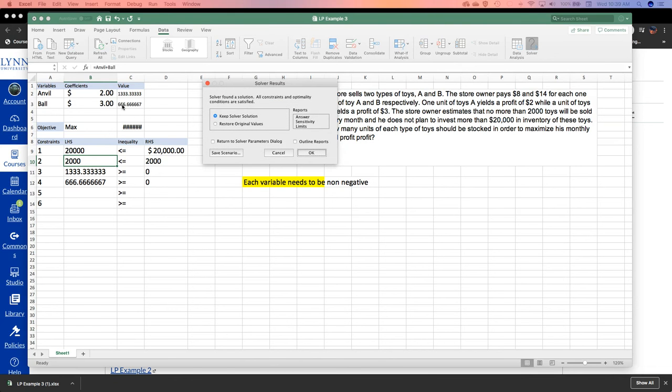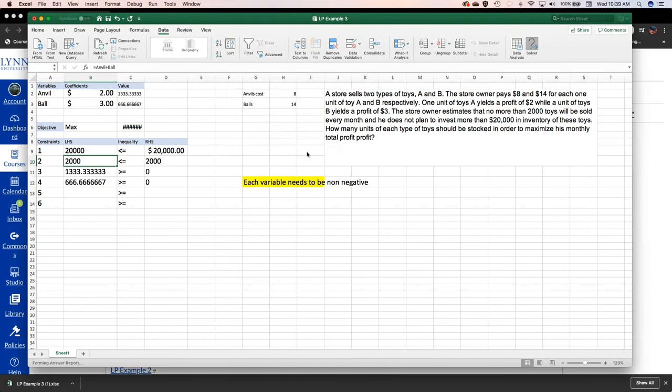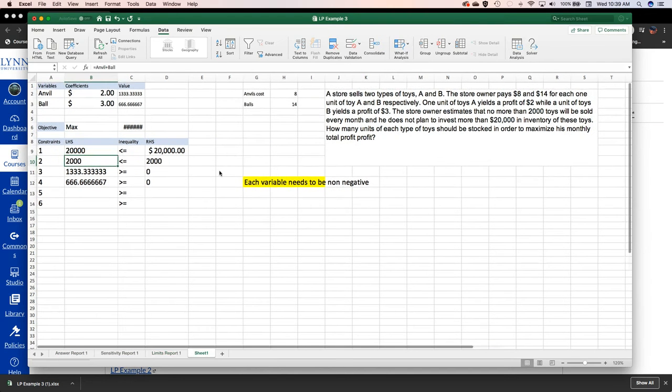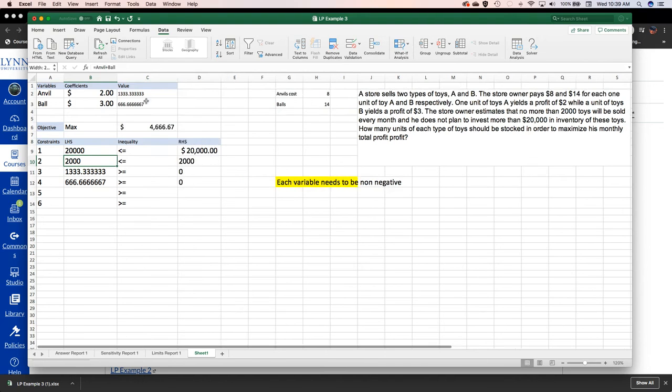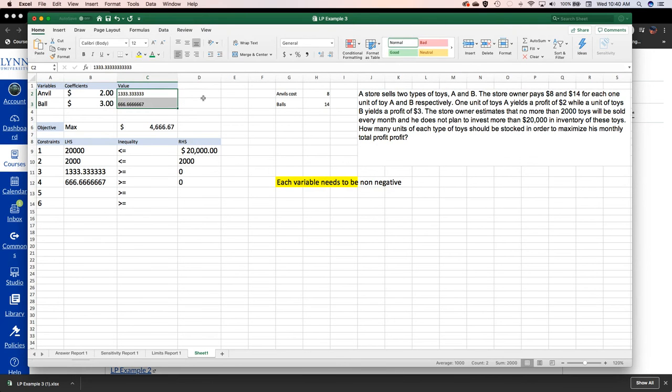right? And we'll notice here that we have values that are kind of funky, right? So we're going to keep the answers that we have. We click OK, and it gives us our reports. But we also know that we need to make these rounded to the nearest whole number, because you can't make 1/3 of an anvil or 2/3 of a ball. So we're going to simply round these to the nearest whole number.